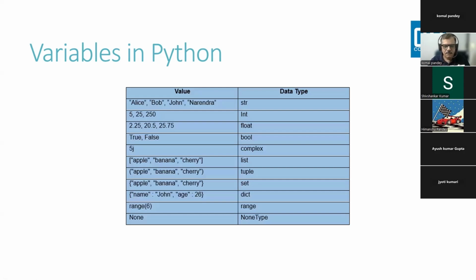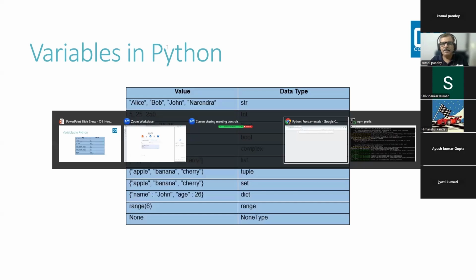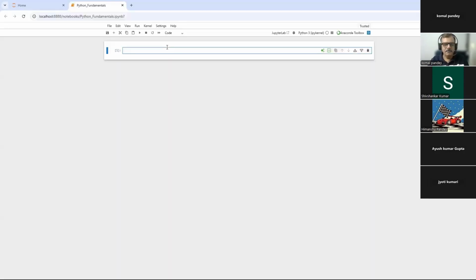Okay, let's go to the Jupyter Notebook. Here the variable name is employee name, and we set it to Alice. Run this cell. You can hit the run button, or press Control Enter or Shift Enter to run the cell. I'm pressing Control Enter.